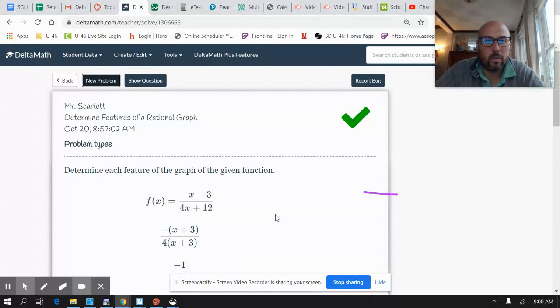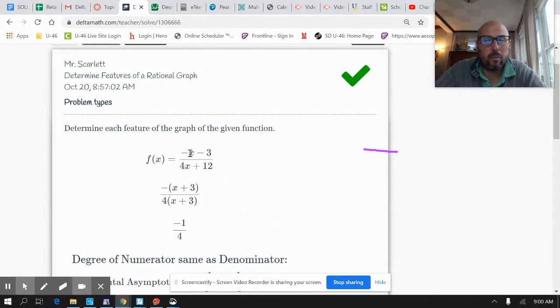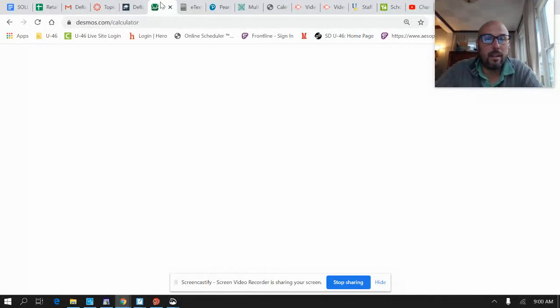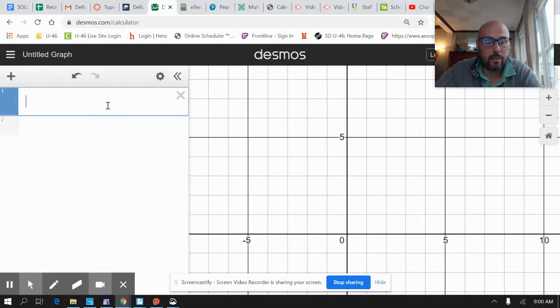Okay, so this one I do want to spend a little bit more time on. This is a rational function, but knowing that the x plus 3's cancel out, you're just left with -1/4. What does that graph look like? It would just look like the line y equals -1/4, the flat line. And you would have, let's see here, y equals -x minus 3.